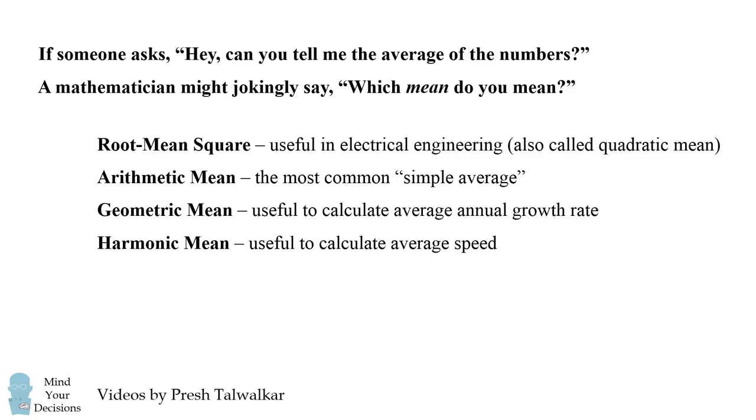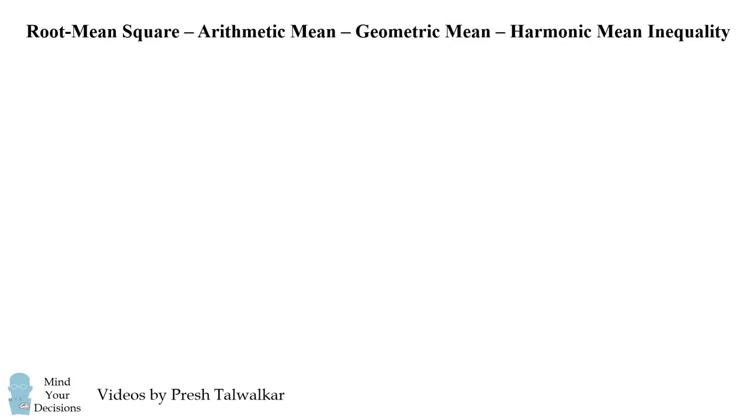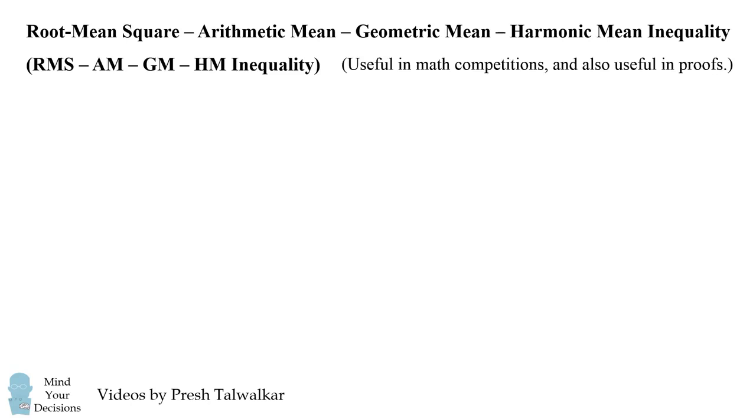Interestingly enough, there is a relationship between all of these means. It's abbreviated by their acronym, the RMS, AM, GM, and HM inequality. This is useful in math competitions, and it's also useful in theoretical proofs. In this video, I'm going to present the version for two variables because there's a nice geometric visualization of it. So first, let's state it.